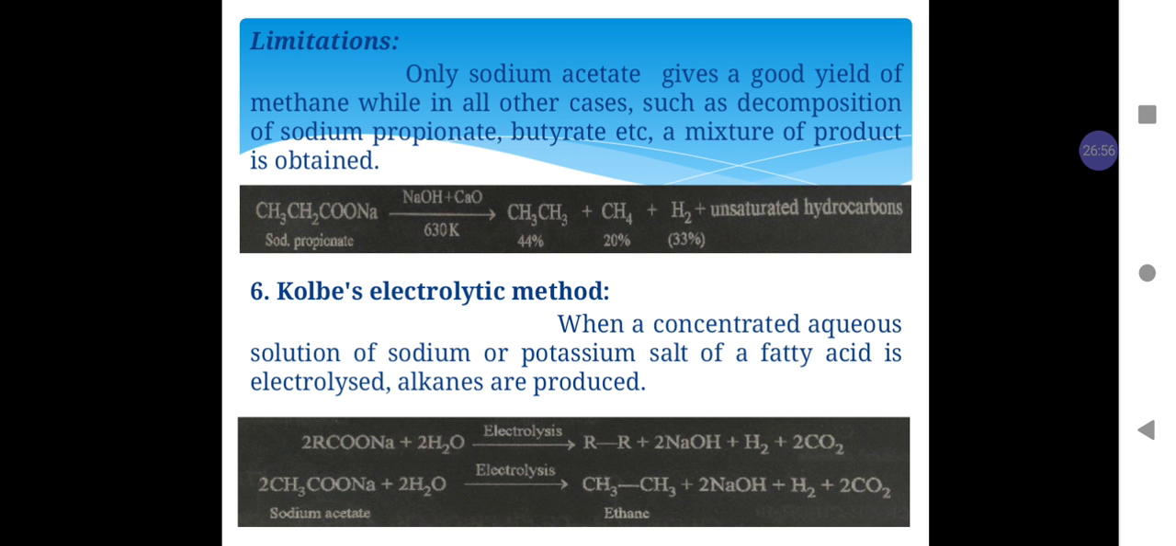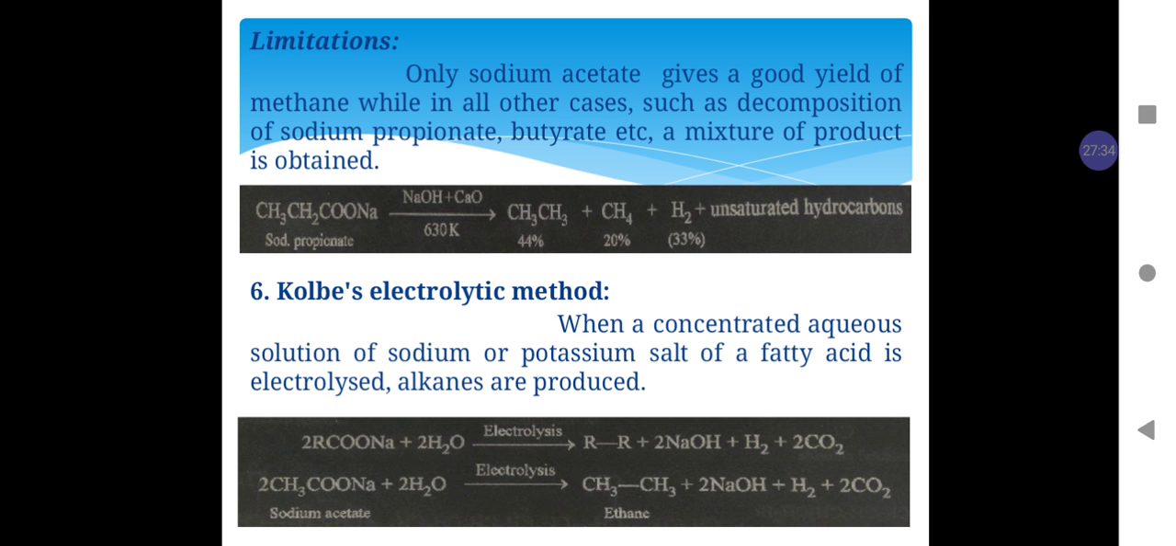Next method is the Kolbe electrolytic method. In this method, a concentrated aqueous solution of sodium or potassium salt of fatty acid is electrolyzed to form alkane. For example, sodium acetate on electrolysis will form ethane, sodium hydroxide, hydrogen and carbon dioxide.